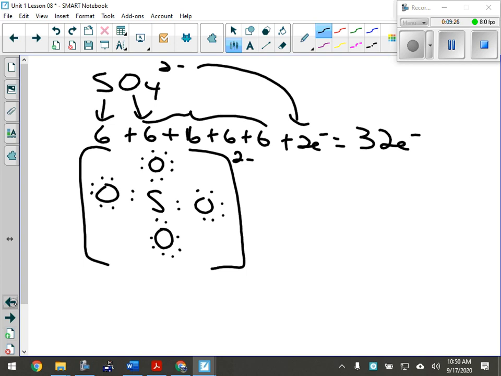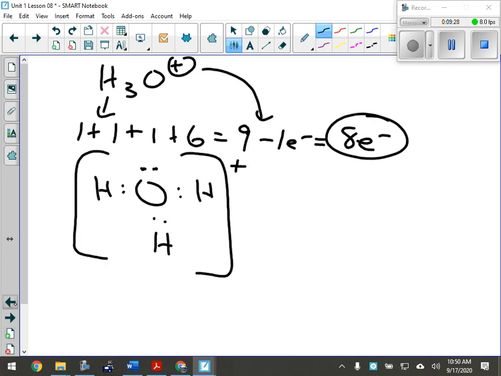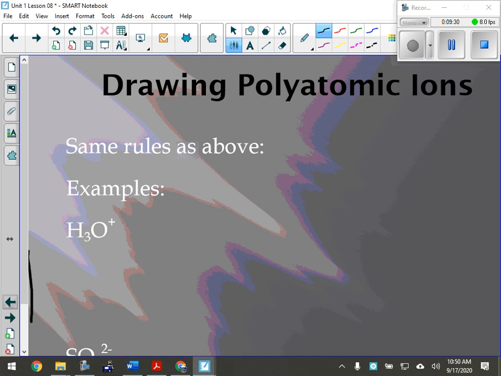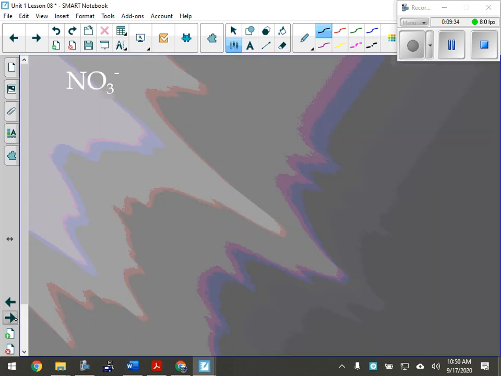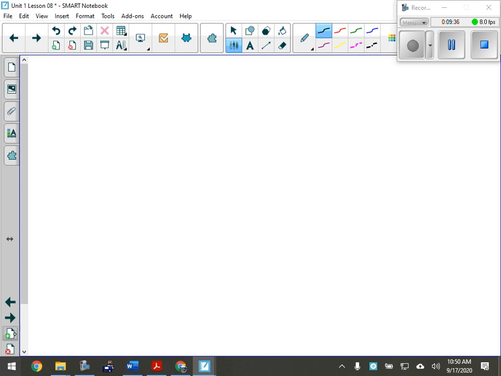Again, sometimes they work out pretty nice and pretty straightforward. Other times they don't. So what else do we got here? I should have another couple examples somewhere. Let's see. NO3. Let's look at that one. So this is nitrate. Okay, NO3 1 minus.